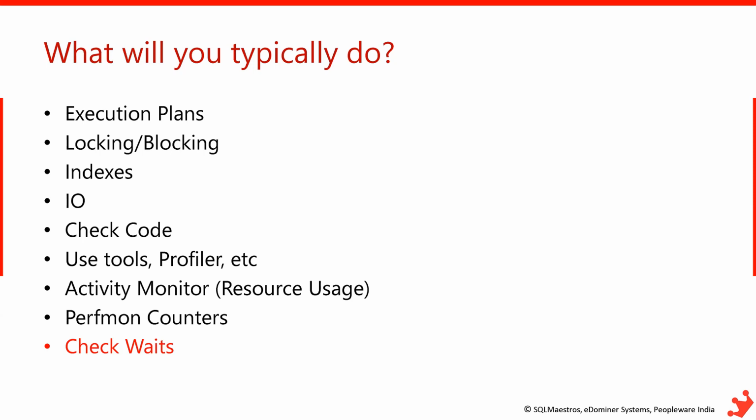I continue to get more responses where people want to check network issues or use DMVs like sys.dm_os_waiting_tasks. All that is great. But then I have highlighted the last point, and I've colored it as red, which is check for wait statistics.